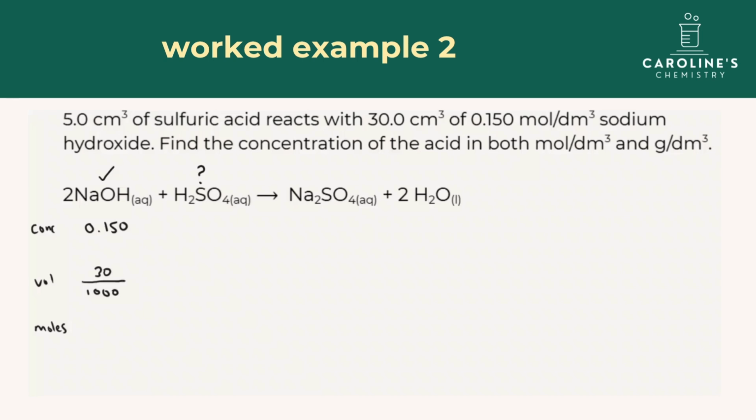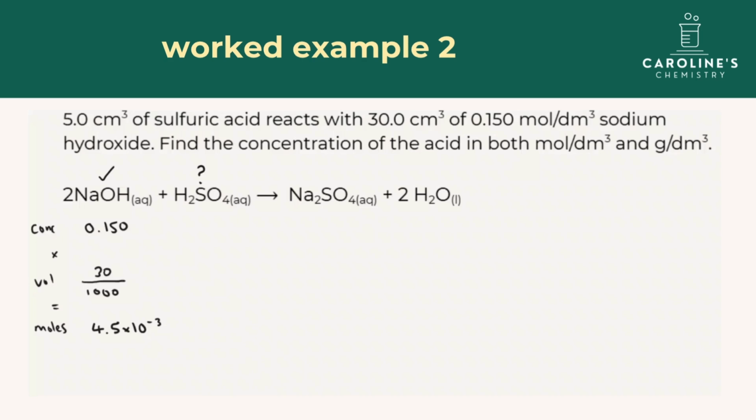Okay, now let's work down the column of the tick. So concentration times by volume is equal to moles. So if we pop that into our calculators, make sure you use brackets where appropriate. Then we get 4.5 times by 10 to the minus 3.